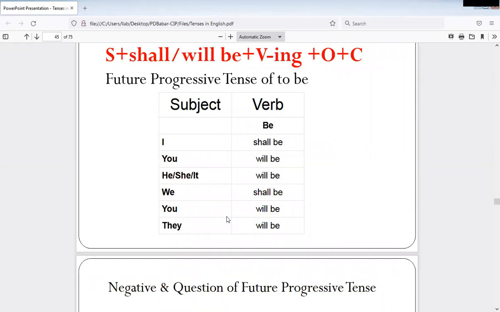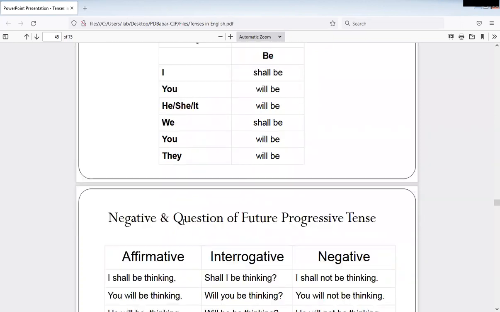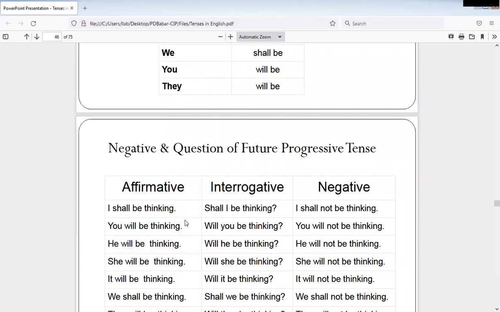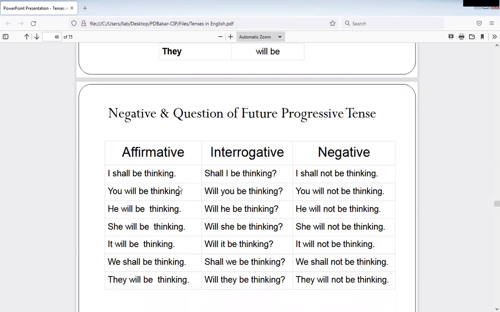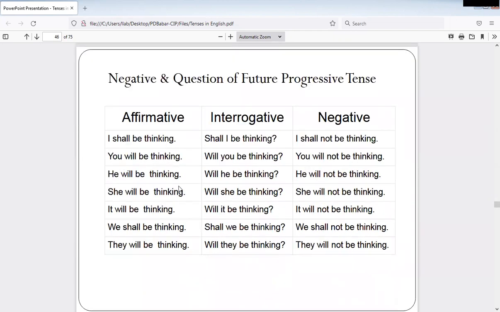Okay, so this is the simple prediction that we make each and every day. Okay, so we make use of the predictions on a daily basis, in the daily conversation or in the daily speaking between the people. We do different types of predictions, and that comes under the future progressive tense.